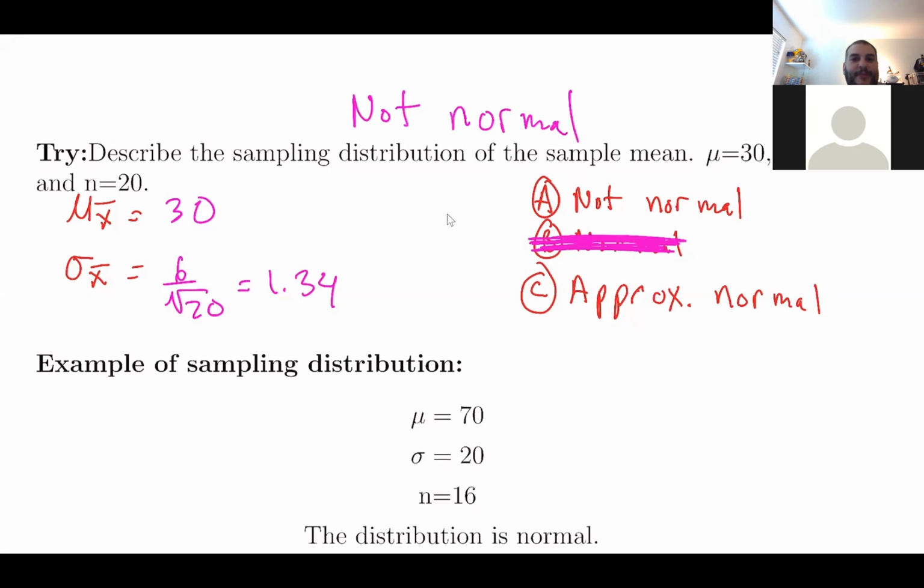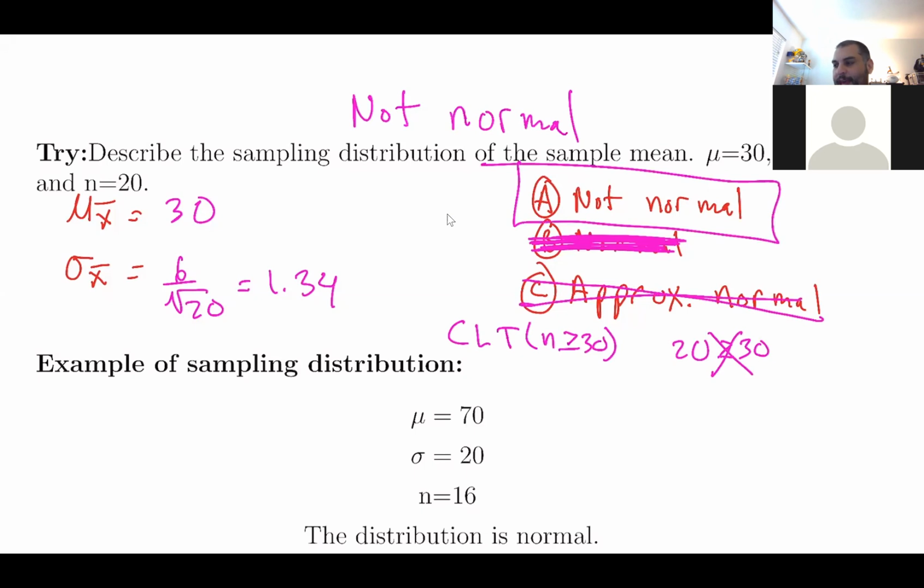So for this one, we have to apply the central limit theorem. So we have to see if n is greater than or equal to 30. In this case, is n greater than or equal to 30? No. So since it's not, we know it's not approximately normal, and we'll say the data set is not normal. And that's it for that one.